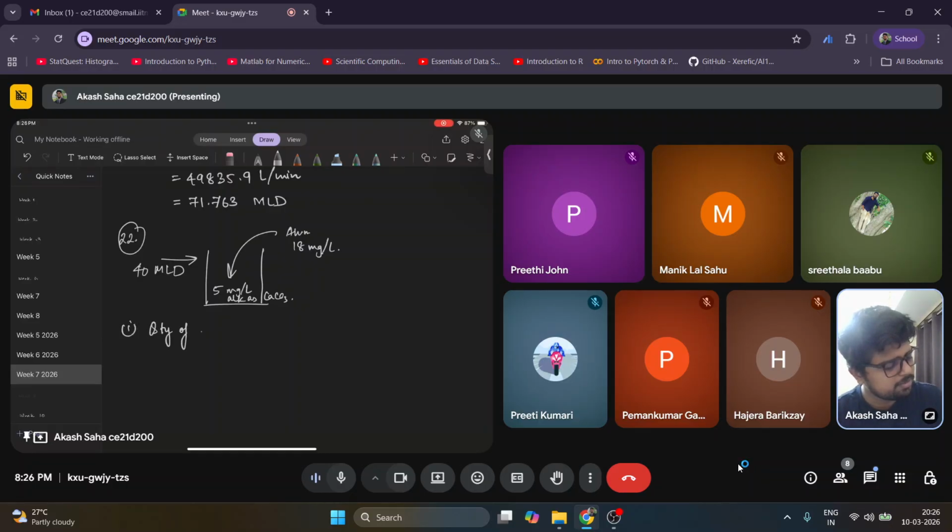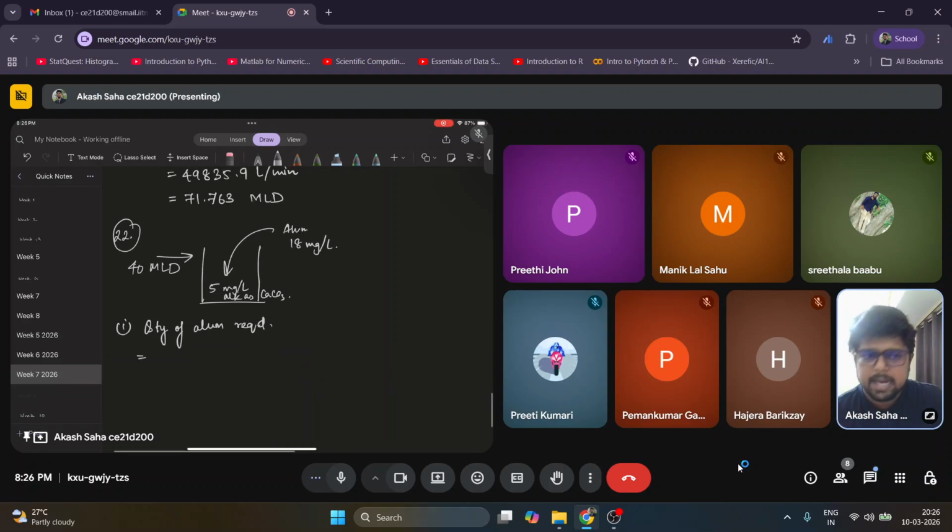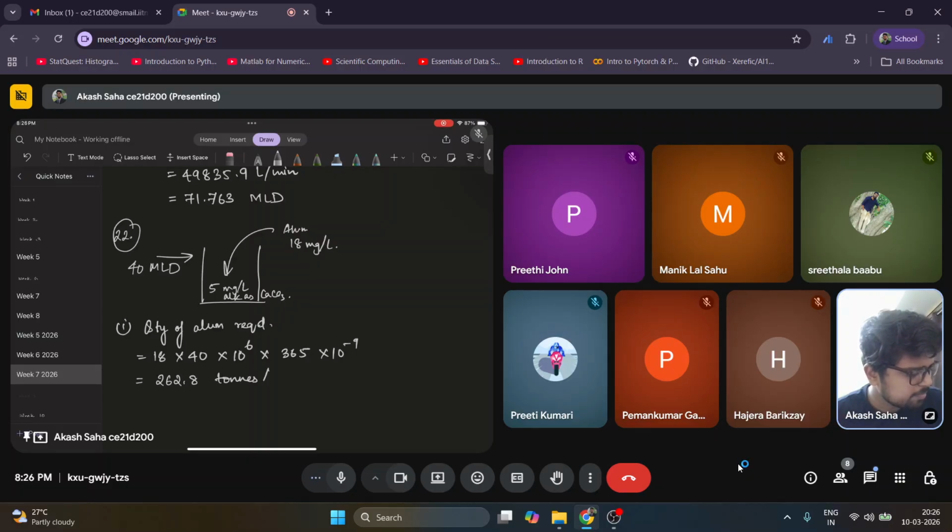So quantity of alum required will be 18 milligram per liter into 40 MLD. So 40 into 10 to the power 6 into 365 days. And we will convert in tons just to make it a smaller value. So the alum required will be 262.8 tons per year.